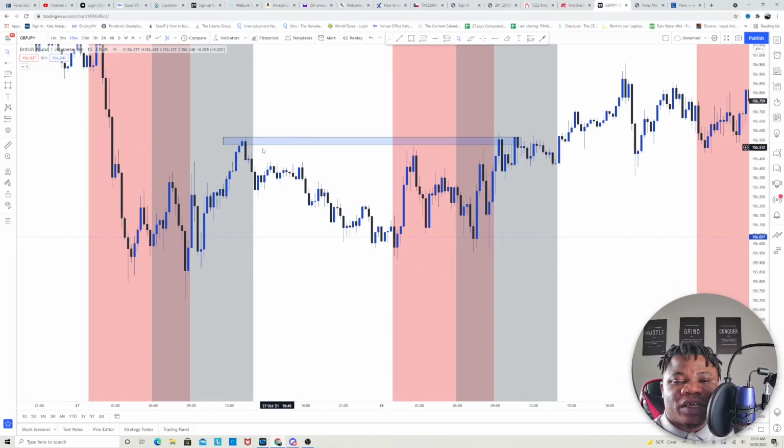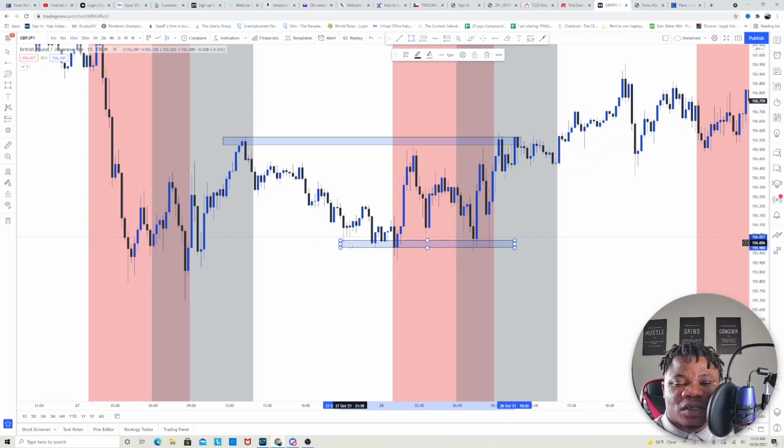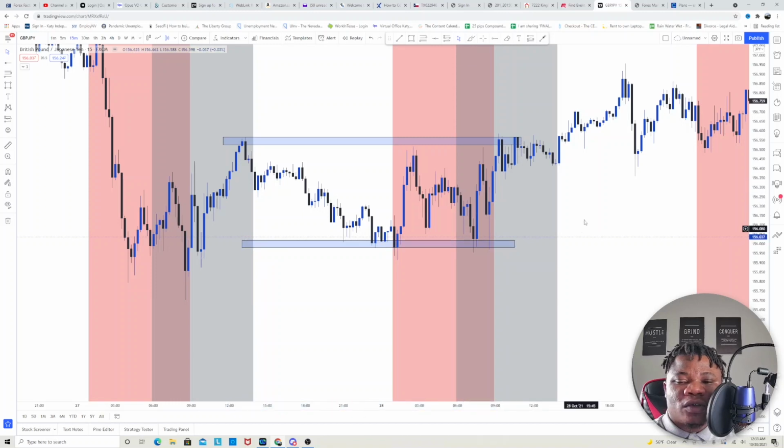So we have a high during New York session and we have a low during Asian session. So now we've identified our highs and our lows. Since we've identified them, we have a high here during New York session, and coming into Asian session, we can see that price created another high here during the Asian session.